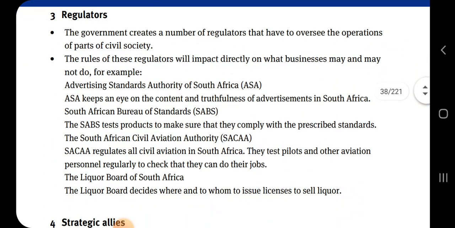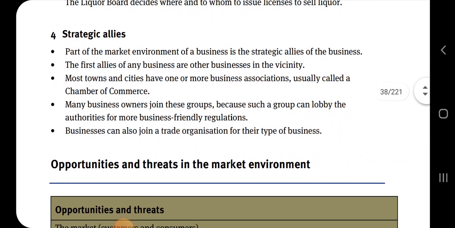So we have regulators. The government creates a number of regulators that have to oversee the operations of part of civil society. So regulators are all the bodies that are formed by government to make sure that businesses are regulated. So they adhere to certain rules set by government. Regulators are not necessarily buying from the business, but they have interest because they have to make sure that you comply.